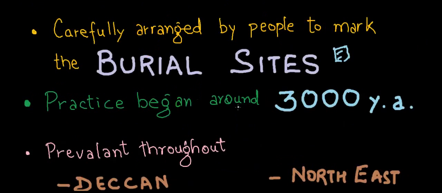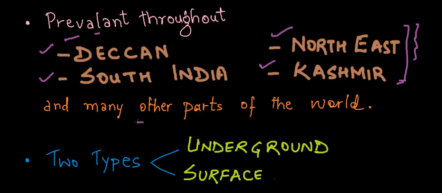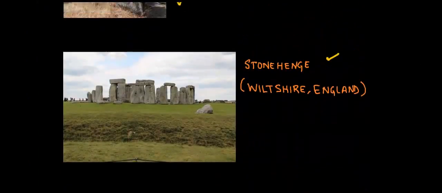This practice actually began somewhere around 3000 years ago. This practice of megaliths is prevalent in the Deccan, South India, the northeast of India, and also in Kashmir, on the Indian subcontinent. These are the four areas where we have found such practices in previous eras, apart from several other places in the world. For example, as we have just seen, the Stonehenge of England.